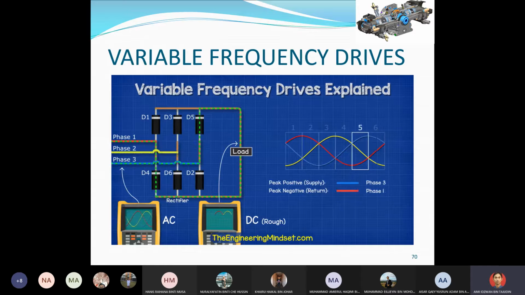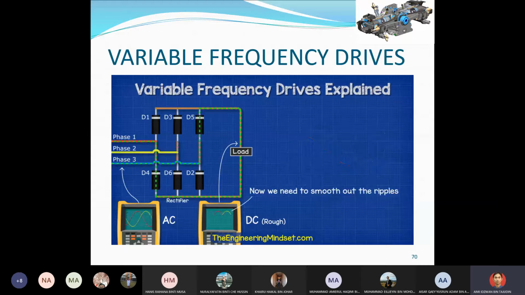The oscilloscope for the three-phase supply will see 3 sine waves for the AC electricity. But the oscilloscope on the load will see this as a rough DC electricity with some ripples in it.